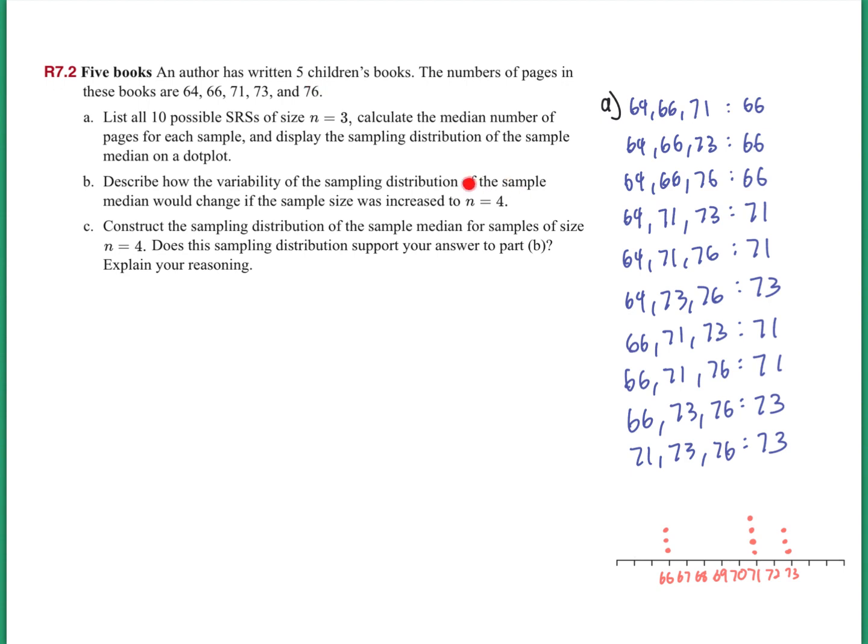So now they want us to say what happens if it was groups of 4. Okay, for B, if it was groups of 4, how would the variability change from this one? So definitely, as sample size increases, variability decreases.